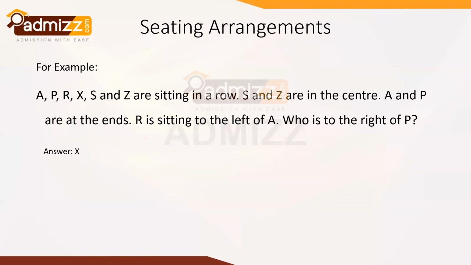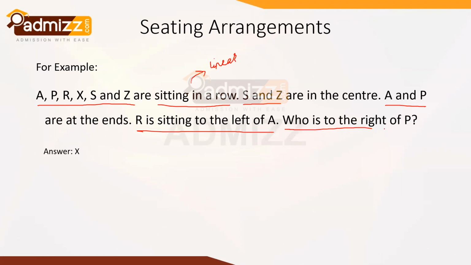Take a look at this. There are 6 people who are sitting in a row. So this implies that this is a linear arrangement. People are sitting in a row. S and Z are in the center. A and P are at the ends, and R is sitting to the left of A. The question asks, who is to the right of P?